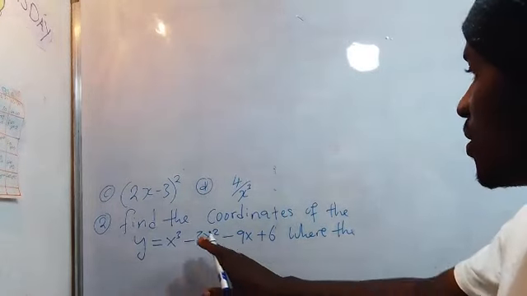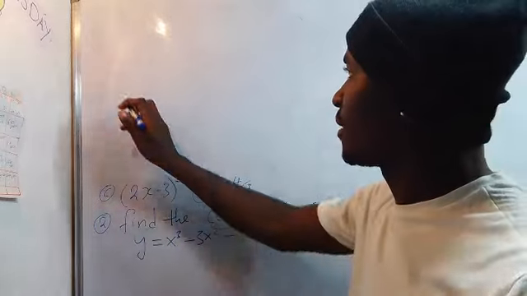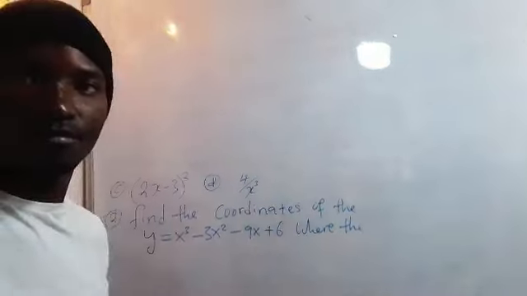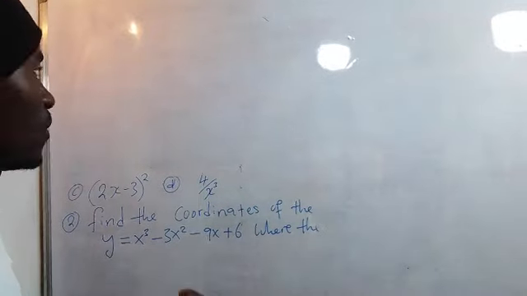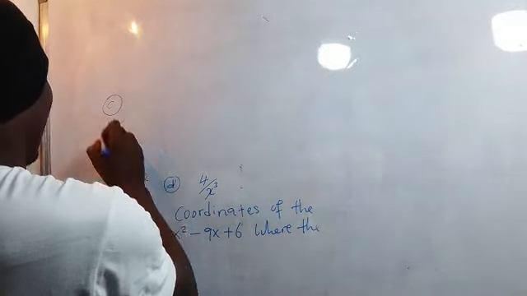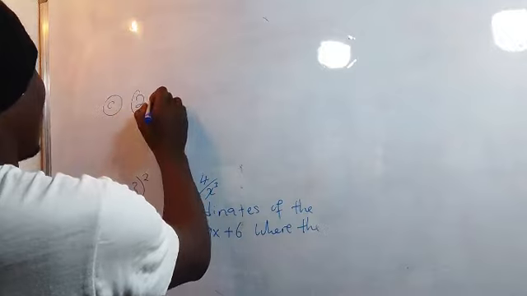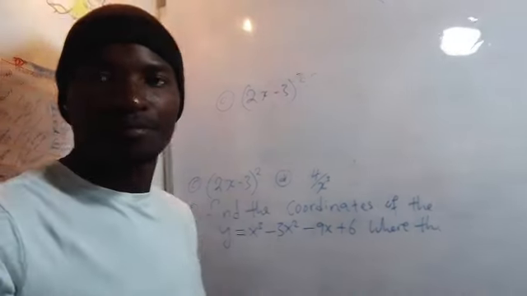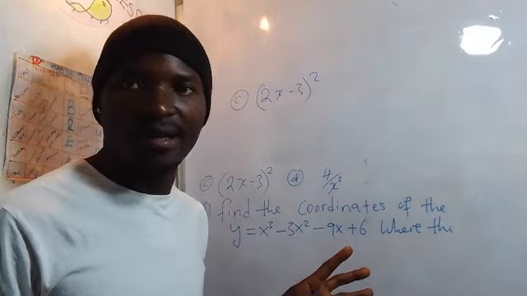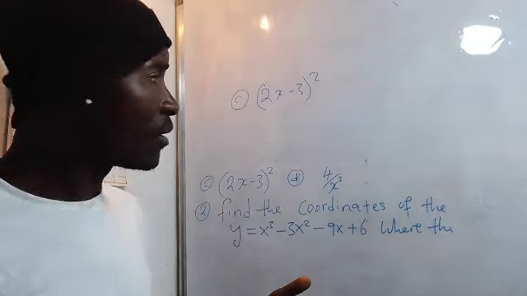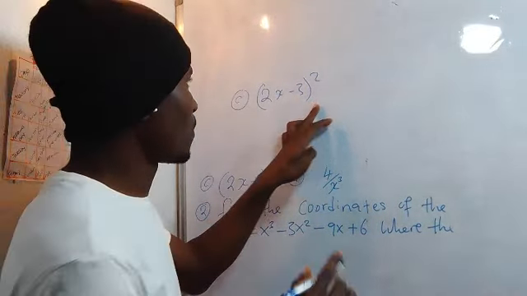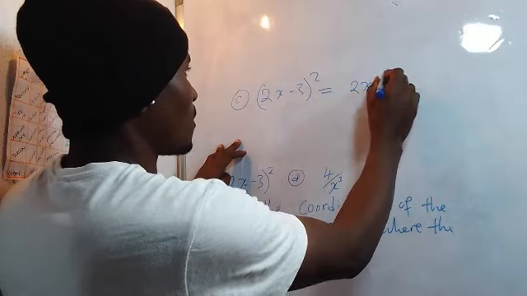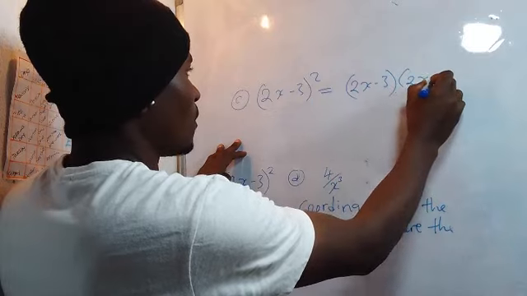We are going to look at now C. So when you look at C, we have 2x minus 3 to the power 2. Okay. So what you need to understand there is that you need to expand this. Okay. So this is going to be 2x minus this, then 2x minus this.